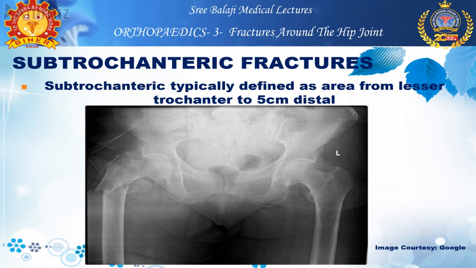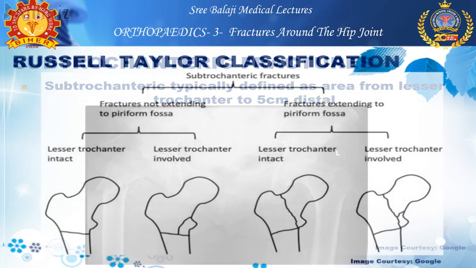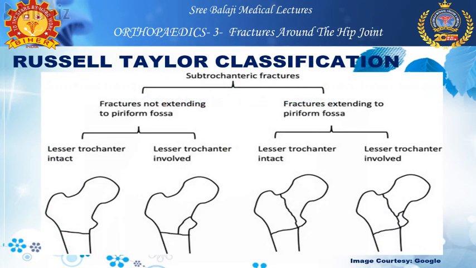Subtrochanteric fractures are usually defined as an area from the lesser trochanter to 5 centimeters distal. Classification, Russell-Taylor classification: fractures not extending to the piriformis fossa and fractures extending to the piriformis fossa. In one, the lesser trochanter is intact, whereas in the other the lesser trochanter is also involved as a fracture fragment. There are two types depending upon the fracture pattern.